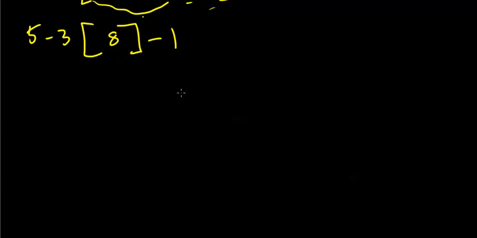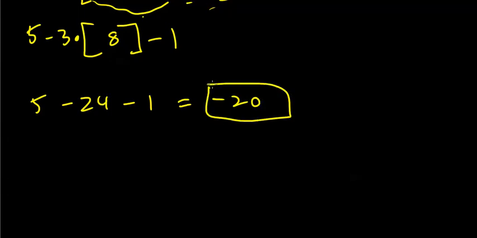And now it's a breeze, right? So I've got 5 minus 3 times 8 minus 1. Again, the multiplication first. Negative 3 times 8 is negative 24. So 5 minus 24 is negative 19, is it not? And negative 19 minus 1 is negative 20. Let me check that. 5 minus 24 is negative 19, and minus 1 is minus 20. Looks good to me. So we put a square around it and go on to the next problem.